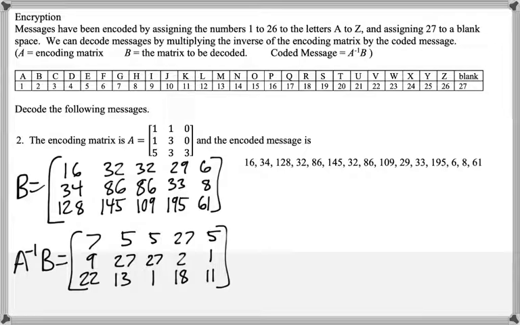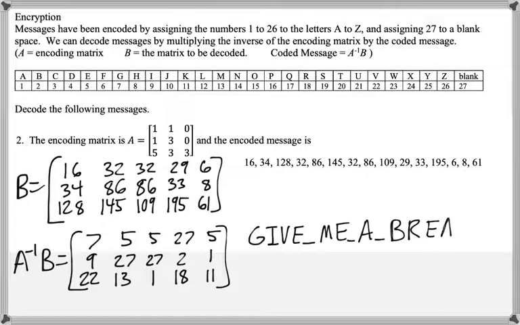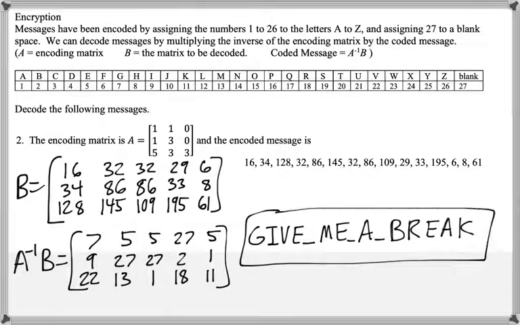So that's going to be, and again we have to read it column by column, G, I, V, E, space, M, E, space, A, space, B, R, E, A, and K. So our secret message is, give me a break.